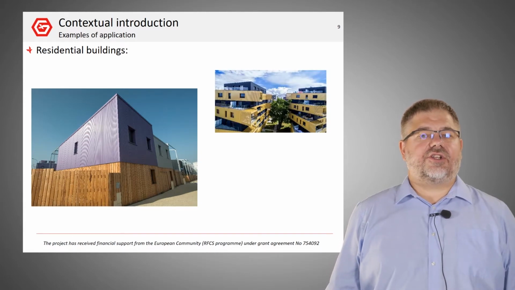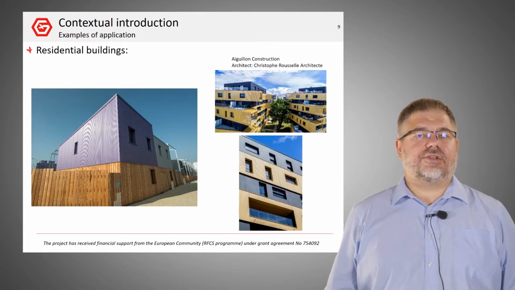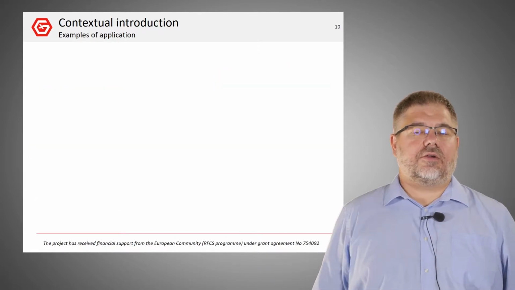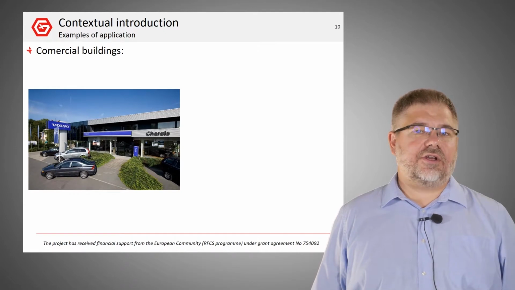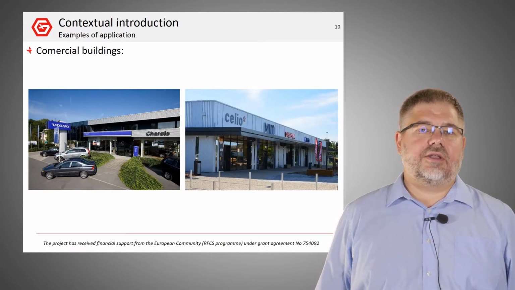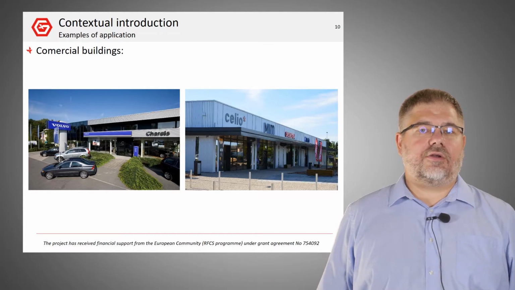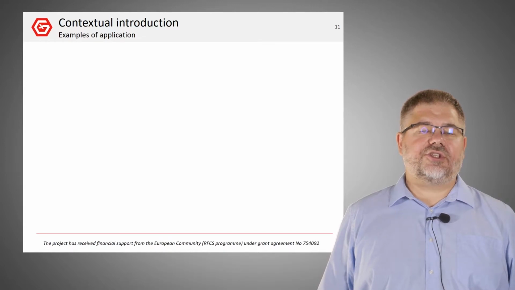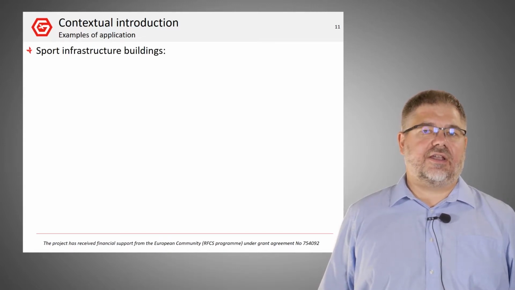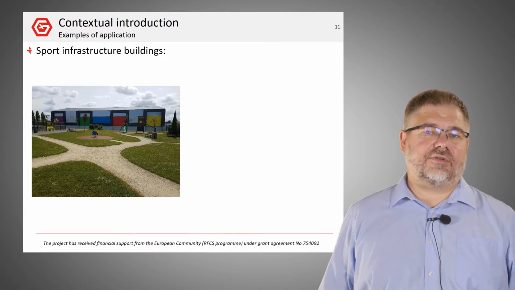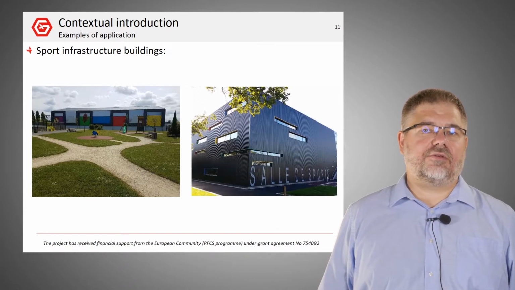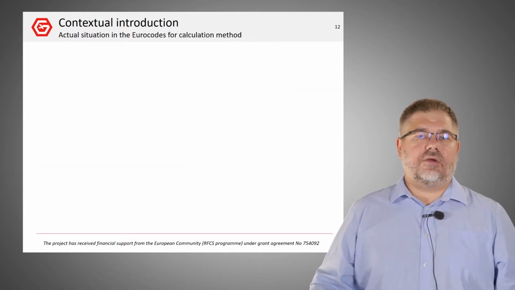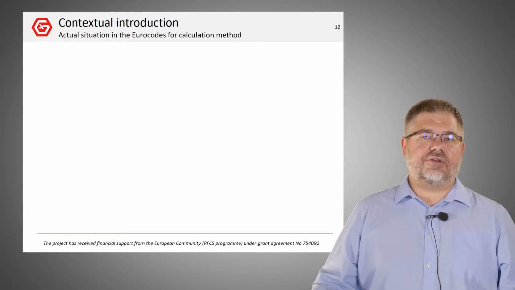Steel envelopes of residential buildings are made and designed with corrugated steel sheet. Commercial areas like car dealers or establishments open to the public, like shops, are examples of buildings made with corrugated steel sheet. Applications of corrugated steel sheet continue to diversify, and it's not uncommon to see, for example, sport infrastructure buildings with corrugated steel sheet. However, this inventory does not reflect the situation regarding the analytical tools within the Eurocode.